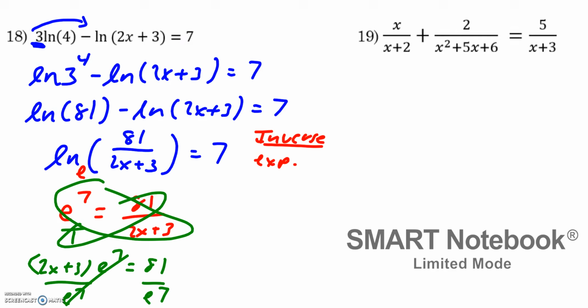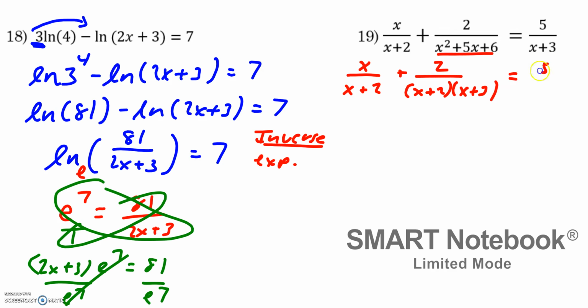Last but not least, number 19, this is a rational equation. This is what we saw at the beginning of the school year and again this semester. So when we have a rational equation, we would like to get a common denominator. And so we need to think about what each piece needs. But before I do that, I am going to factor this denominator to make sure it makes sense. This factors to be x plus 2 times x plus 3, which I like because this already has an x plus 2 and that already has an x plus 3.